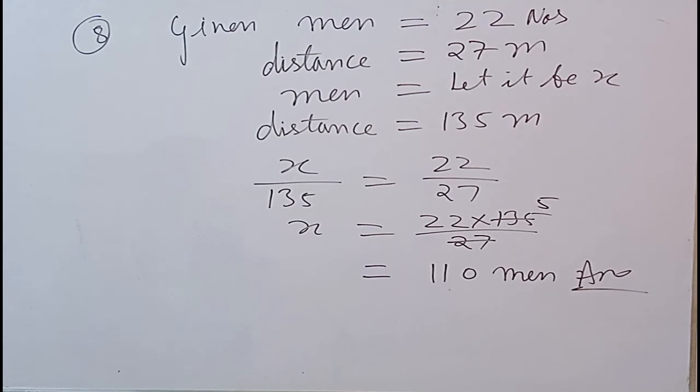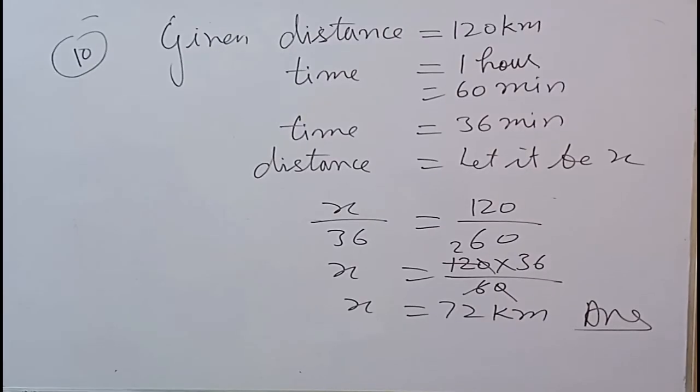The case is direct variation. So write down the men first upon the distance, x upon 135, and on the right hand side the men first, that is 22, and the distance 27. Now the 135, the denominator of the left hand side, will go and multiply to the numerator of the right hand side, that is 22. So x equals 22 into 135 upon 27. 27 fives are 135, and 5 multiplied by 22 is 110. So 110 men can dig a 135-meter long trench in one day. That is your answer to question number 8. The other similar questions you can do with the help of this.